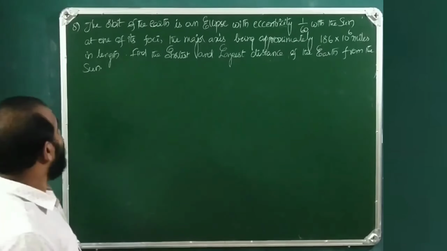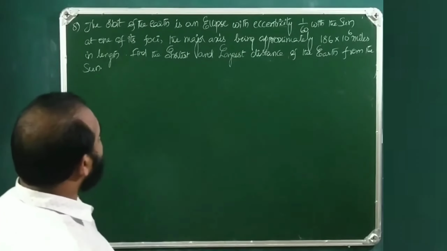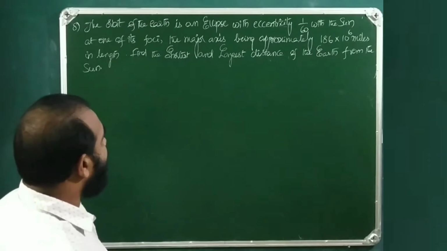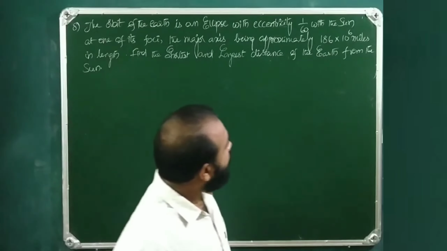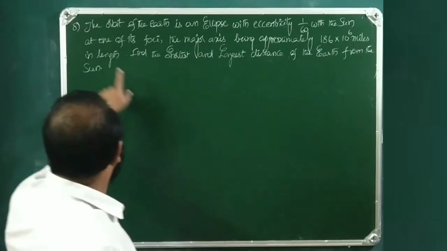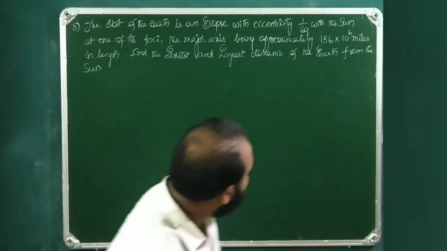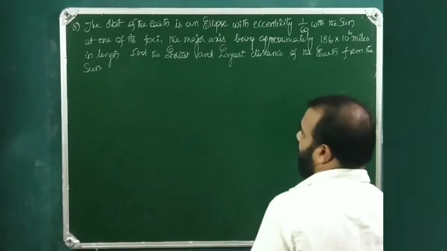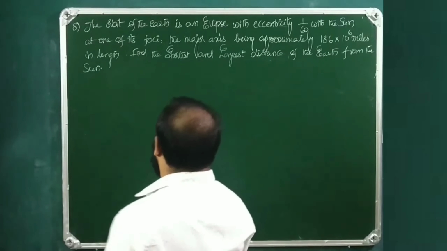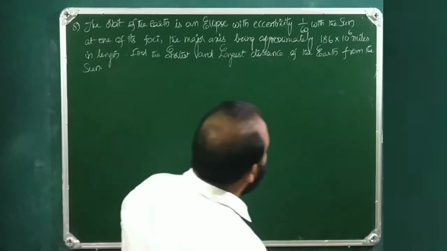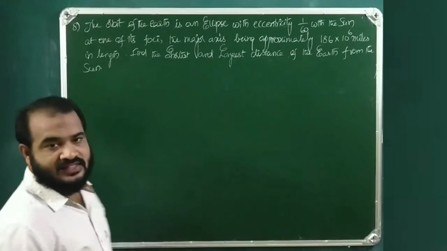The orbit of the Earth is an ellipse with the eccentricity 1 by 60 with the Sun at one of its foci, the major axis being approximately 186 into 10 power 6 miles in length. Find the shortest and longest distance of the Earth from the Sun.